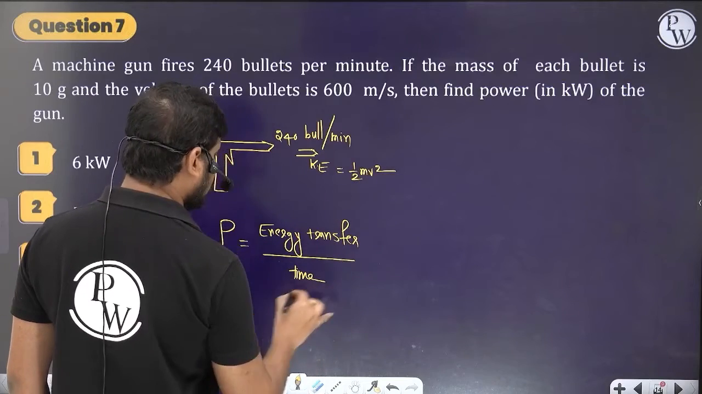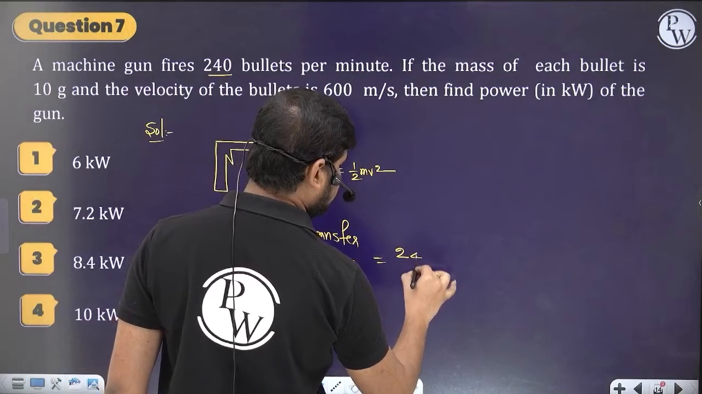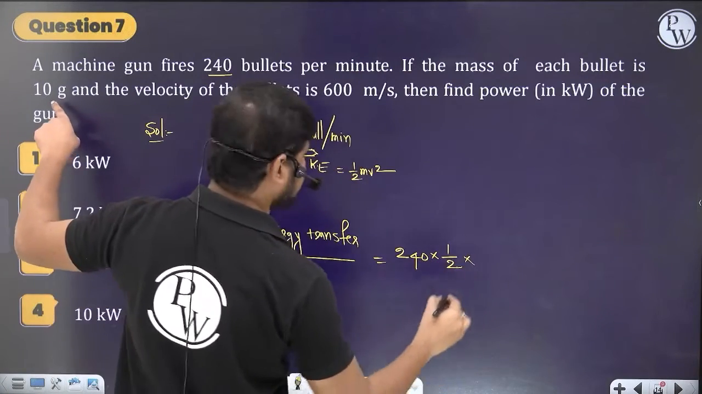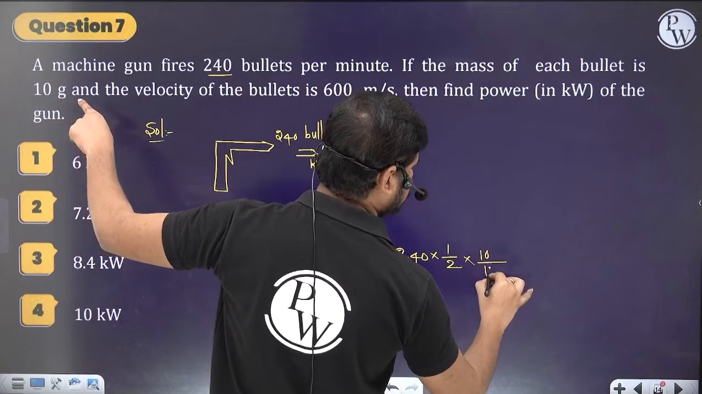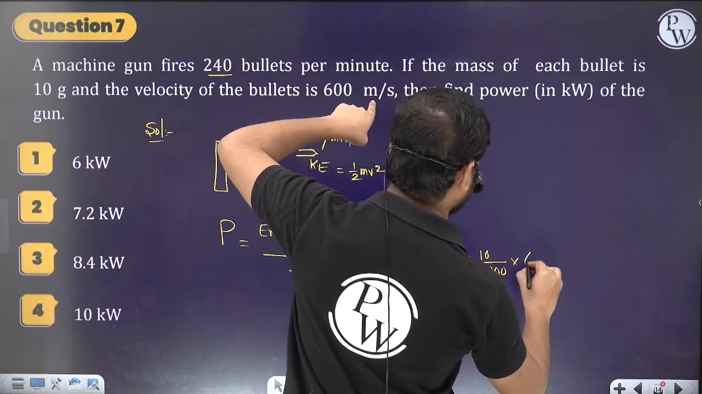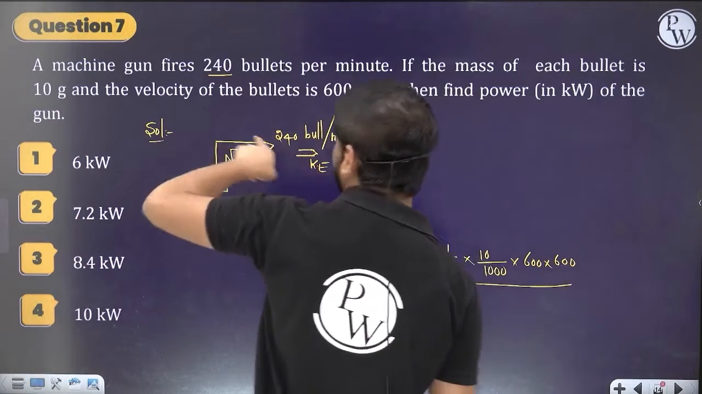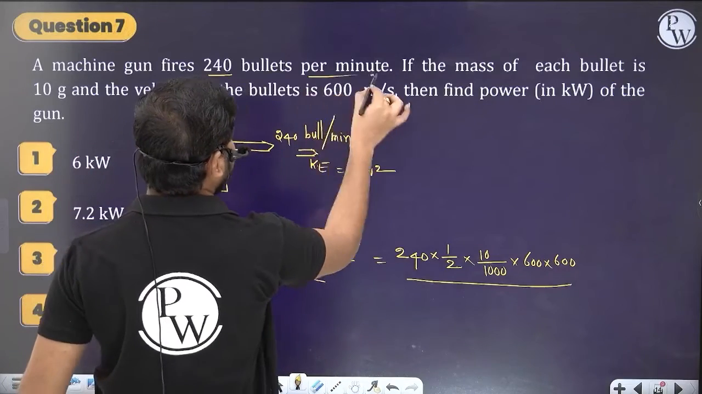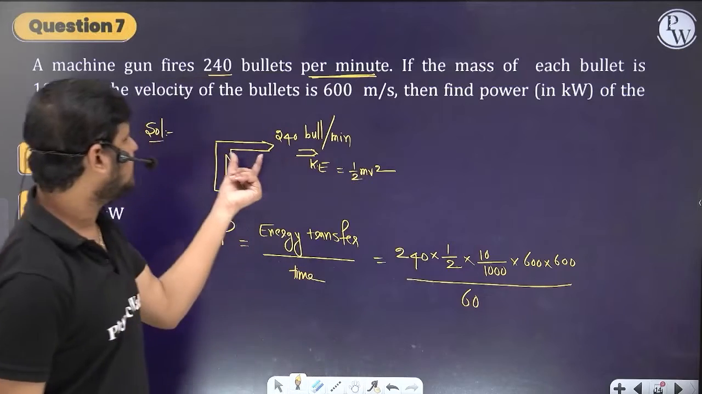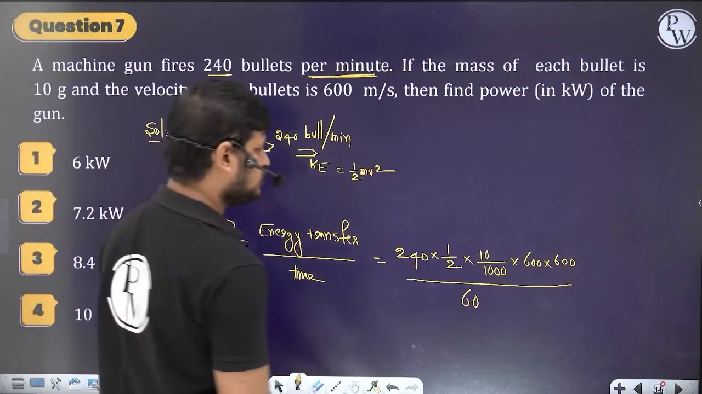So there are total how many bullets? Total 240 bullets. So 240 bullets into half into the mass of each bullet, 10 grams, so I am writing 10 by 1000, into velocity 600. V square means 600 into 600, by the time taken. They said per minute, so convert it to seconds, so by 60, because the velocity is in meter per second.